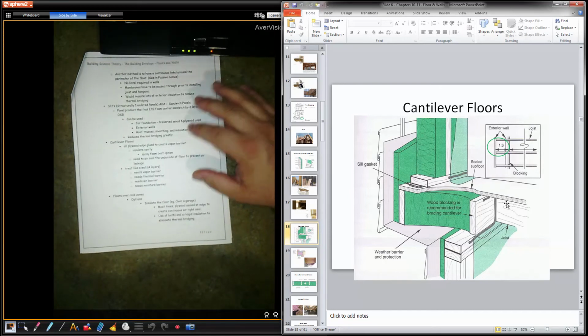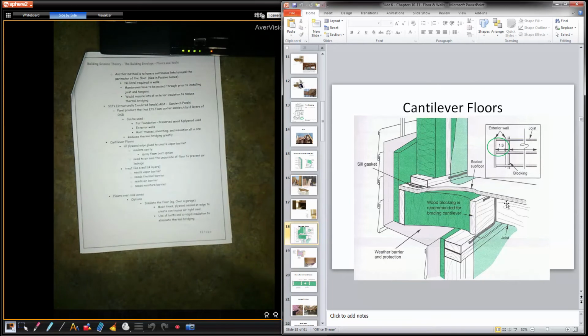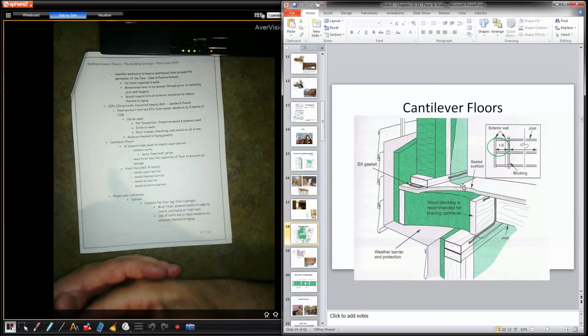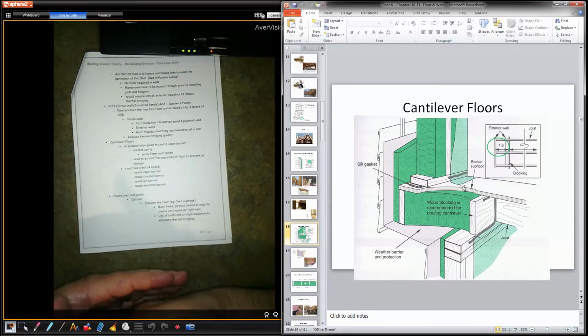All plywood edges glued to create a vapor barrier. So basically your plywood floor that extends out, if there's any joints in that plywood, so I have a joint right here, you'd have to put glue in between that joint and then seal it, because that's the vapor barrier. Whenever we look at floors and walls, you have to treat a floor just like a wall. So it needs a vapor, it needs thermal, it needs air, and it needs moisture.